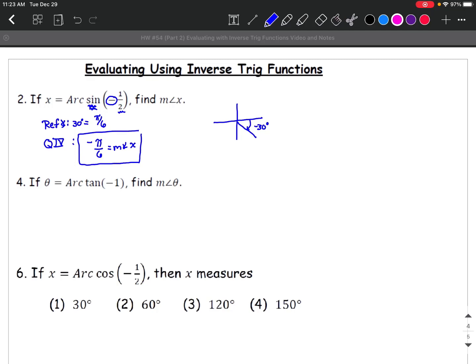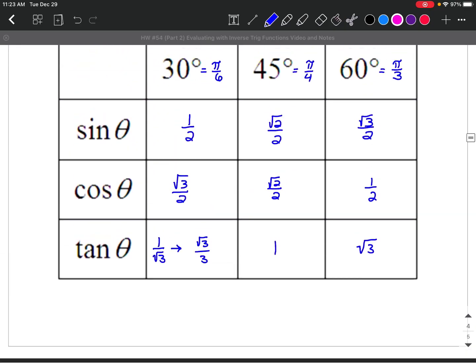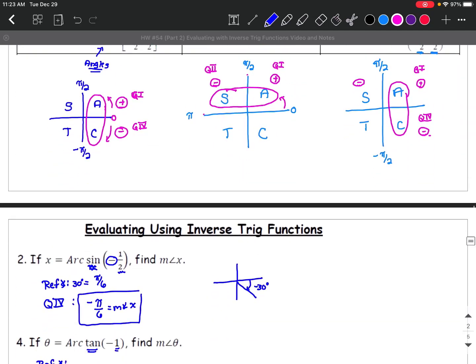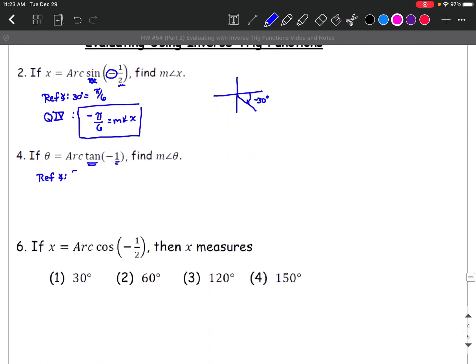Let's take a look at 4. If theta equals the arc tan of negative 1, find the measure of angle theta. So again, I'm going to ignore the negative. What angle has a tangent that is 1? Think back about your charts. What angle has a tangent that is 1? That's 45 degrees or pi over 4. See why these charts are important?